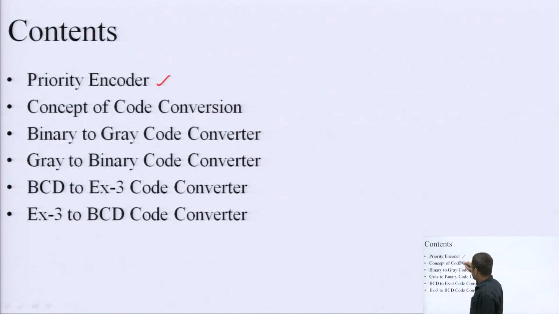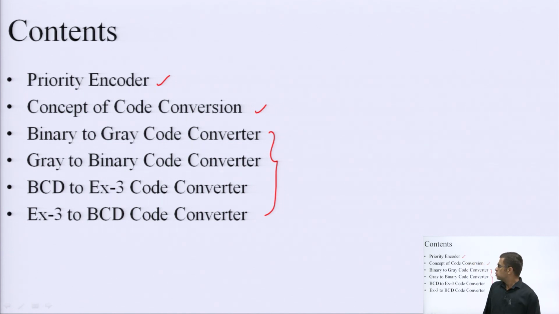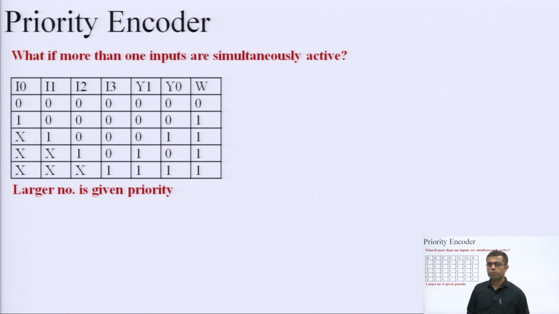So, first we will be covering the priority encoder, which is the special case of the encoder which we had covered in our previous lecture, and then the concept of code conversion: what are the different binary codes that are available to us, and how to convert these. Four cases are considered: binary to gray, gray to binary, BCD to XS3, XS3 to BCD, and a few more possibilities which we will be exploring in today's lecture. So, let us start with the concept of priority encoder.